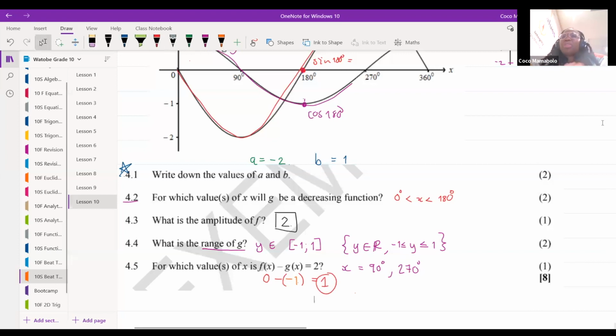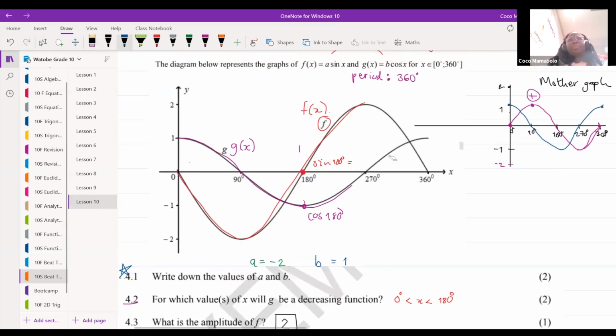But that's not what the question was. The question is asking me, go and find a place where if I minus these two things, they will give me an answer of 2. If I minus them from each other. Now, let's go back up here, right?